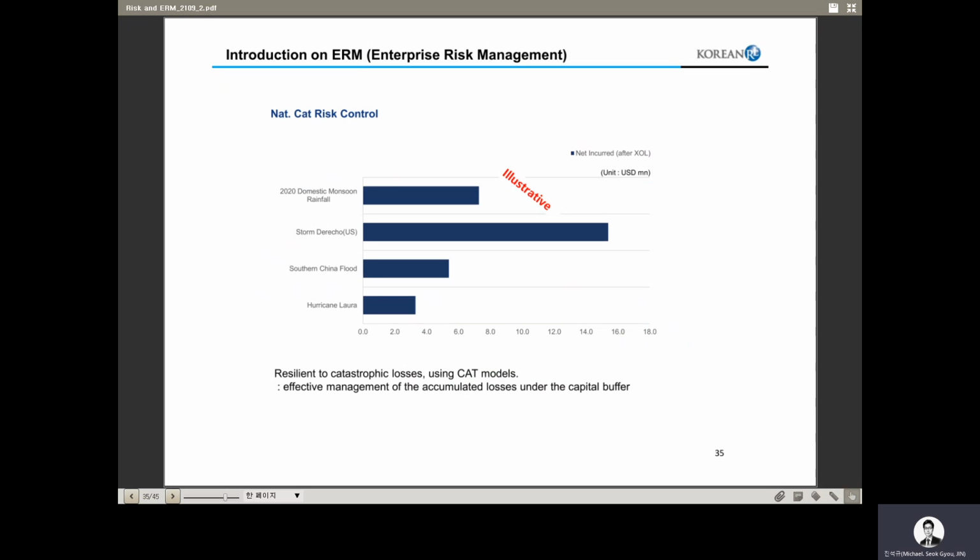Another one is net CAT risk control. As I explained earlier, the most important risk for a reinsurance company is catastrophic risk, and we are modeling and controlling all of the net CAT risk. At the end of 2020, we are resilient to CAT losses using our CAT models introduced earlier. By effective management of the accumulated losses under our capital buffer, we are very fine with net cat risk as well.